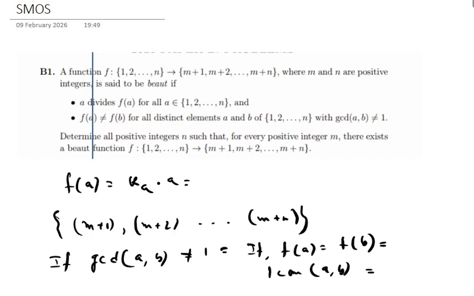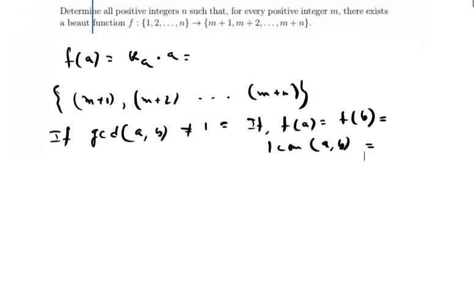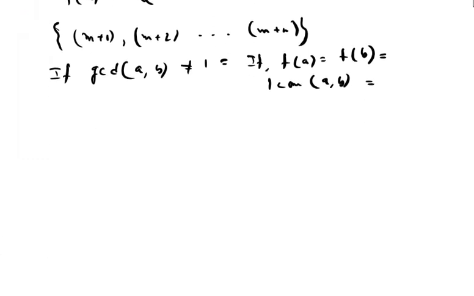Now the interval m+1 up to m+n has exactly n numbers, so we must assign exactly one value to each a. So f must actually be a bijection, because the domain has n elements, the codomain has n elements, and if two a's share GCD not equal to 1, they cannot share values. Eventually this forces injectivity, so it must be a permutation.